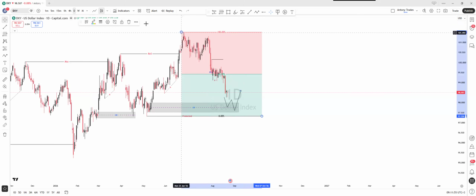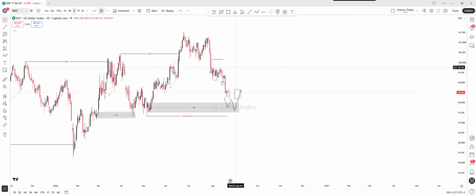Okay, so that is the analysis that we're having on the DXY, which is agreeing with what we are seeing on Euro USD. Okay, so that's my view on the DXY as well as Euro USD.